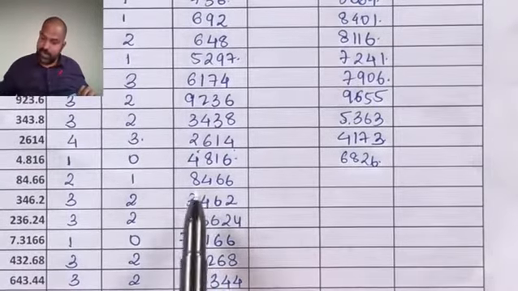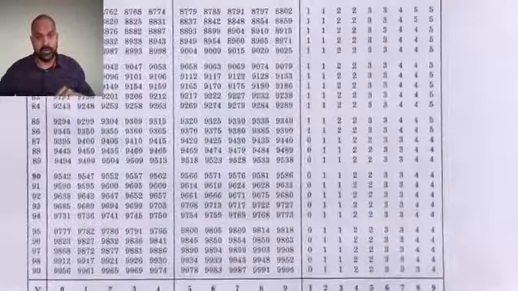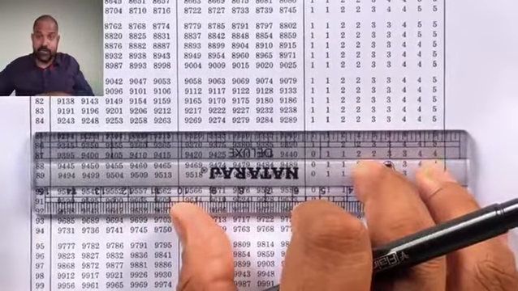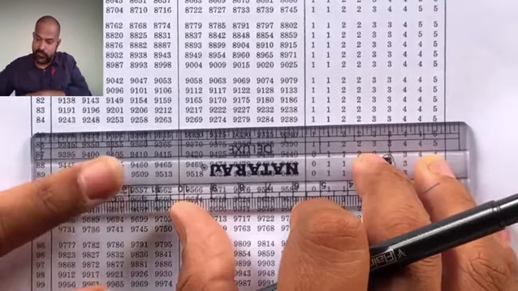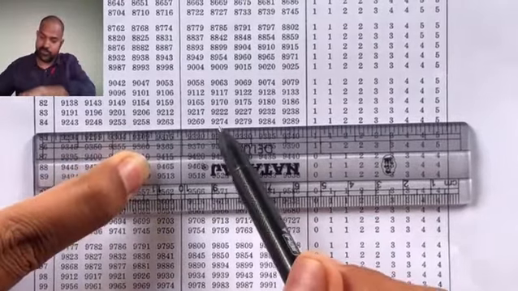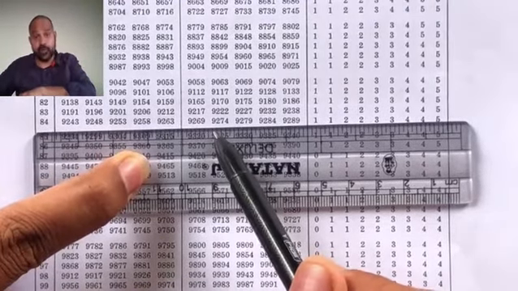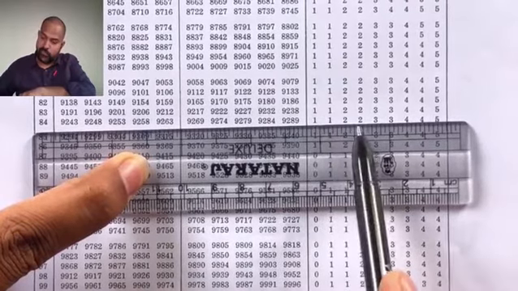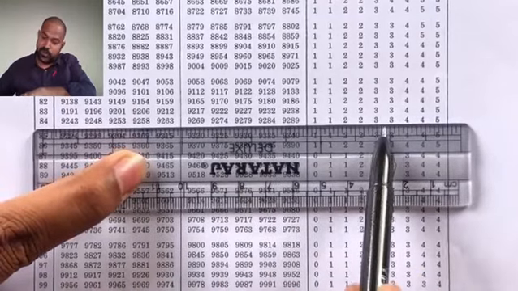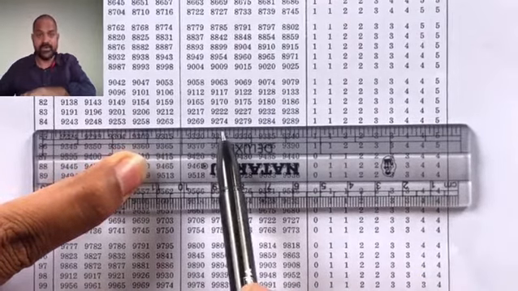Let's go next. 8466. So 84 will be on the second page. In 84, I am looking for 6, and in that I am looking for another 6. So in 84, 6 is going to be 0, 1, 2, 3, 4, 5, 6. 9274. And in that also I am looking for a 6. So 1, 2, 3, 4, 5, 6. The answer is 3. So 6 here is 9274 plus 3 is 9277.